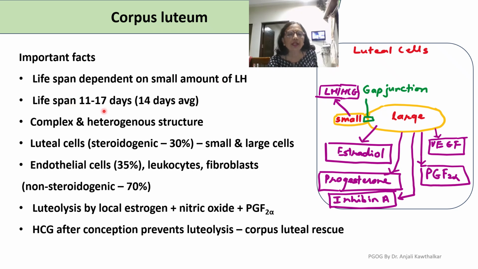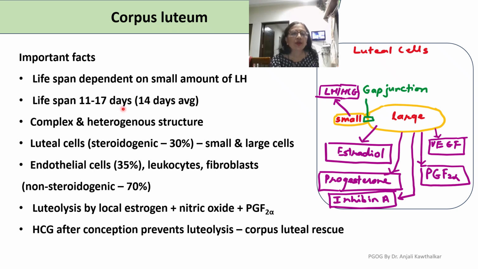Lifespan is usually 11 to 17 days, and we say that it is persistently 14 days. We take it as an average. The second half of the cycle is usually persistent. We say that menstrual cycles sometimes become irregular when there is a change in the duration of the follicular phase, and usually the luteal phase remains persistently 14 days. 11 to 17 days we can consider as the normal lifespan of the corpus luteum and normal duration of the luteal phase.